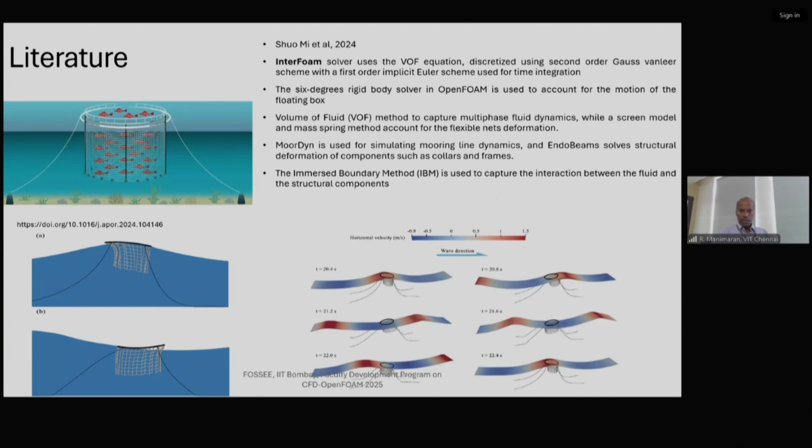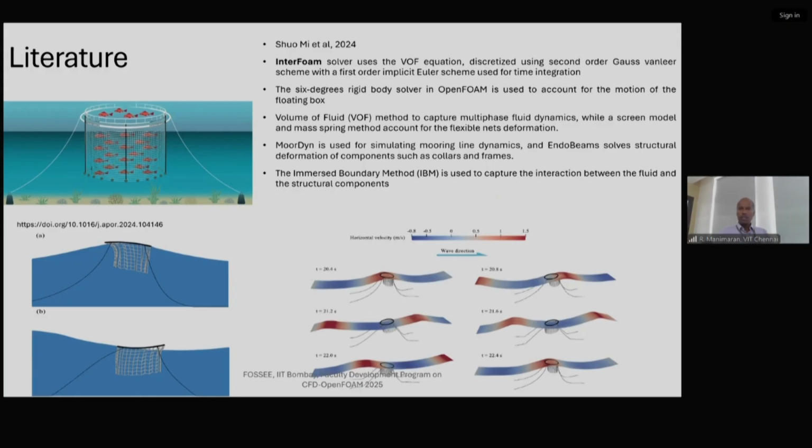Next is a very interesting application. If you see in this picture, it's an ocean engineering problem, a marine application, where they want to capture the interface interaction between the water and the net inside a sea wave, under a sea wave. So this interface capturing approach is being solved by using the interFoam solver, which is the polymer fluid equation.